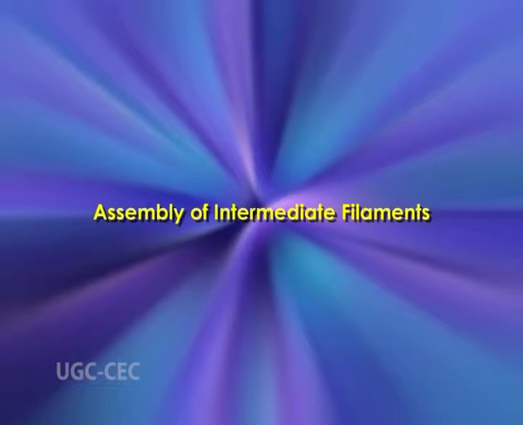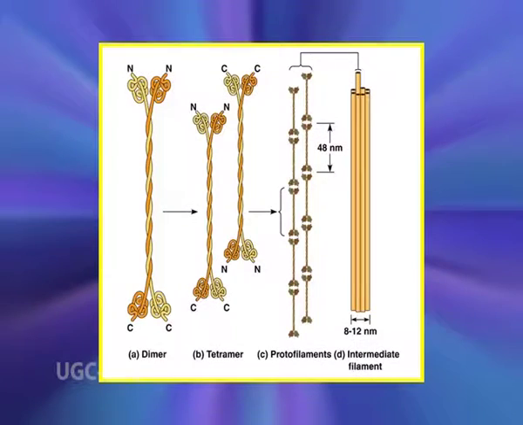Now friends, we will study the assembly of intermediate filaments. The first stage of filament assembly is the formation of dimers, in which the central rod domains of two polypeptide chains are wound around each other in a coiled structure similar to that found in myosin second heavy chains. The dimers of cytoskeletal intermediate filaments then associate in a staggered antiparallel fashion to form tetramers, which can assemble end-to-end to form protofilaments.